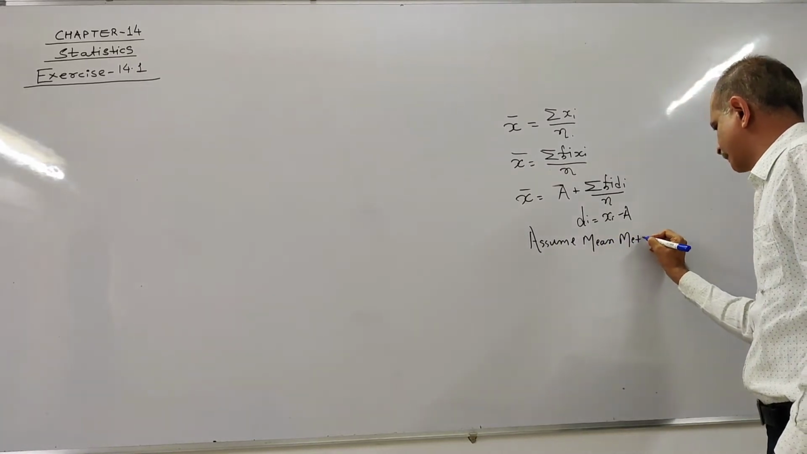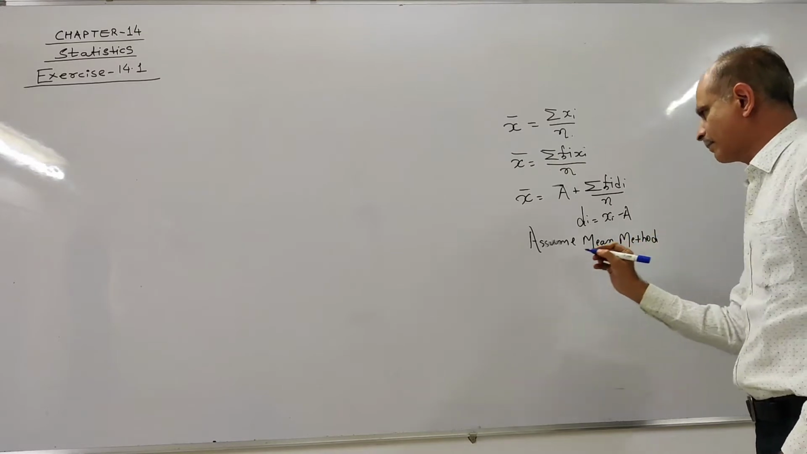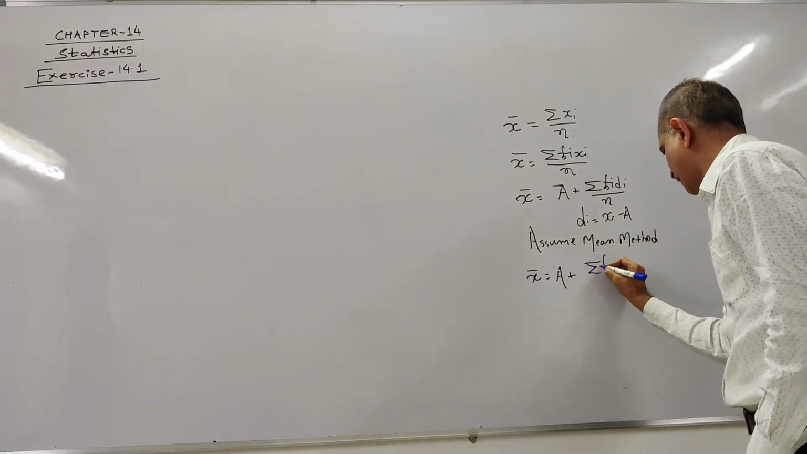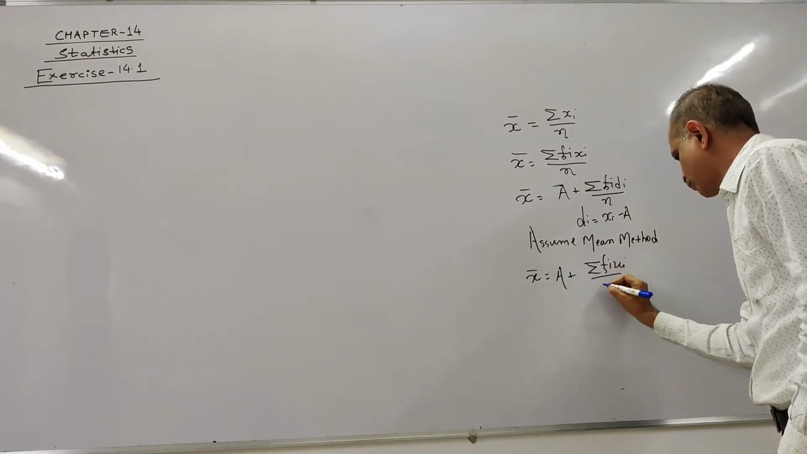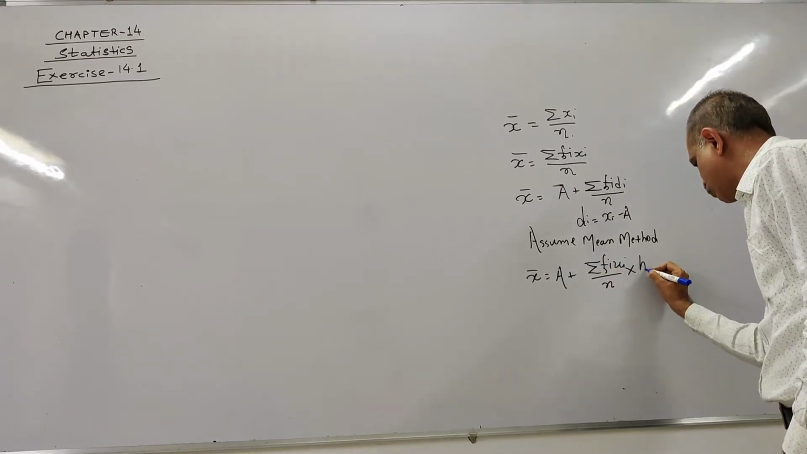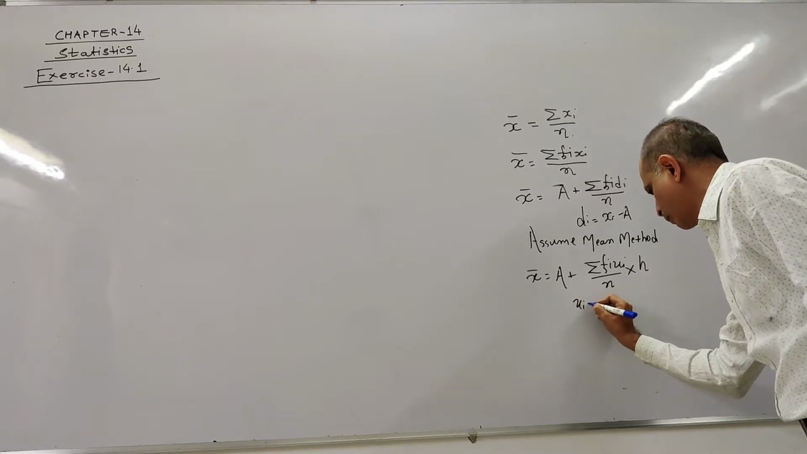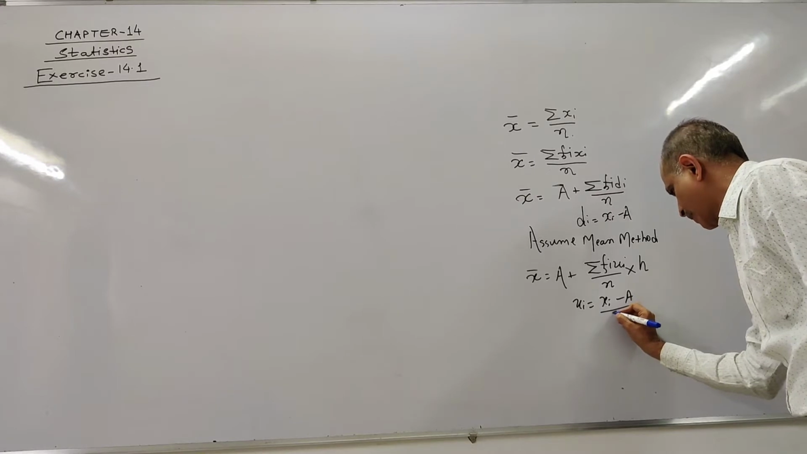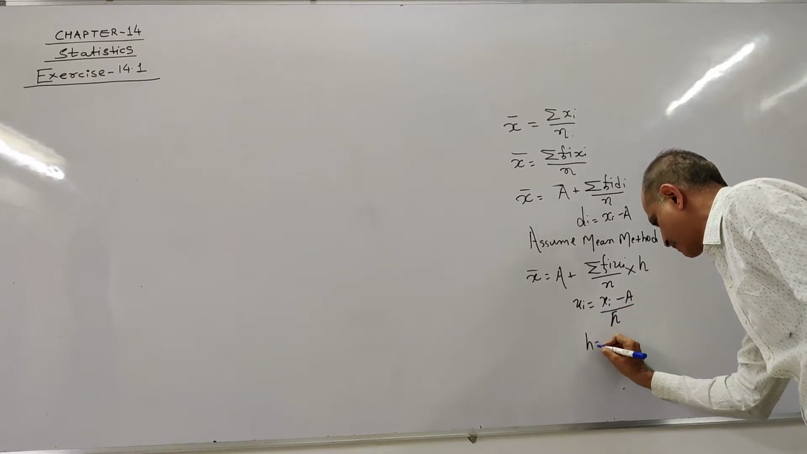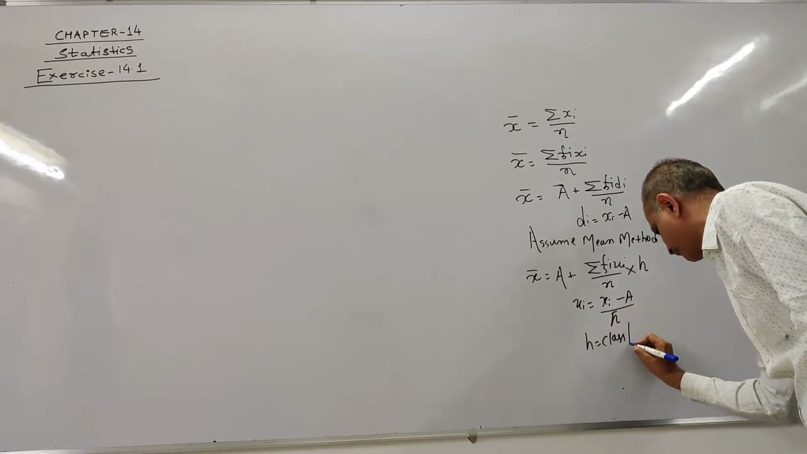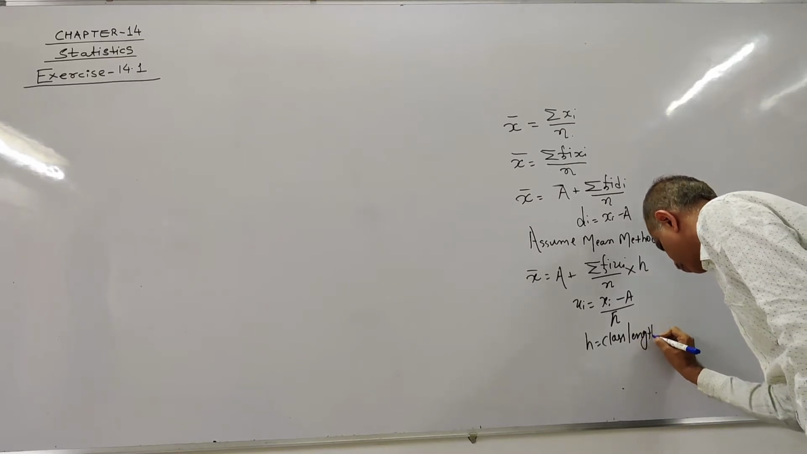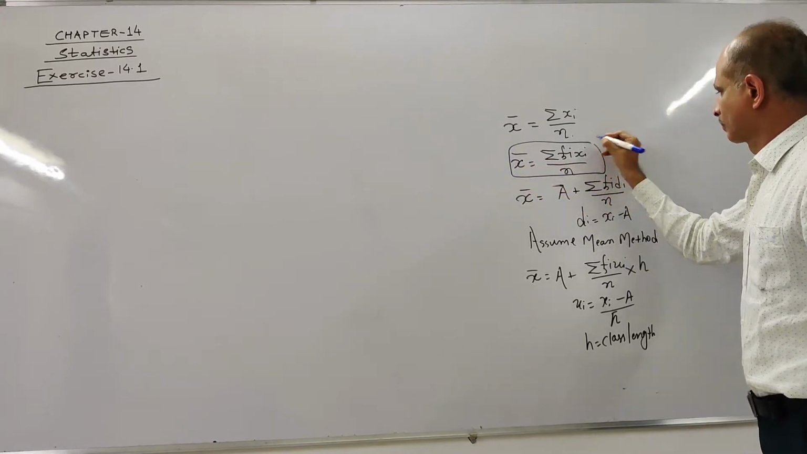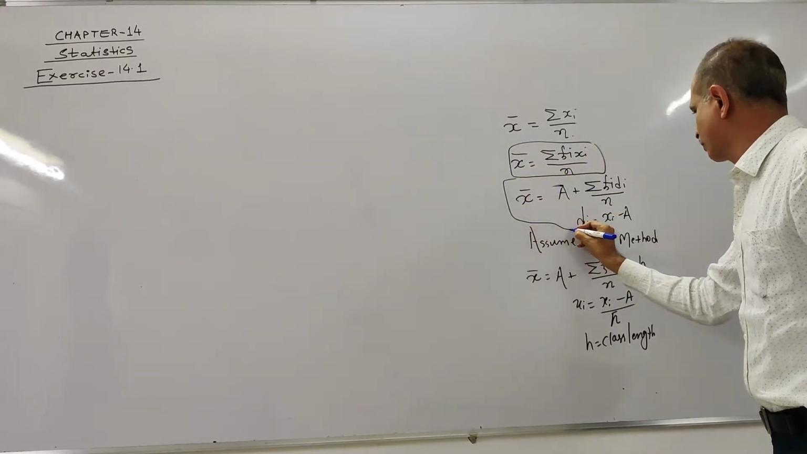The another method is x bar is equal to a plus sigma fi ui upon n into h, where ui is equal to xi minus a upon h, where h is equal to class length. So this one is known as general formula. This one is also a shortcut formula.